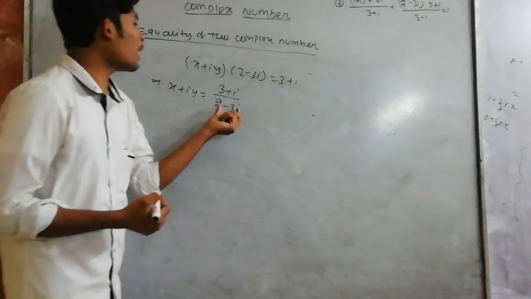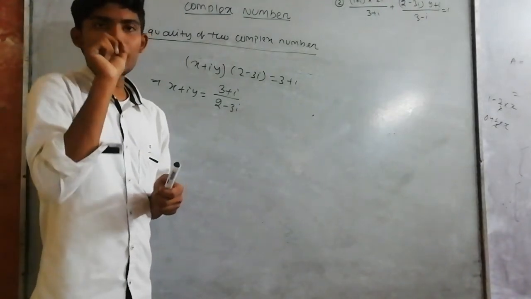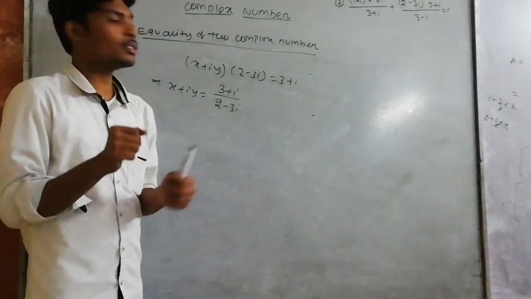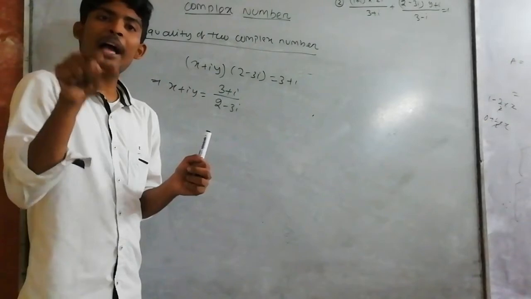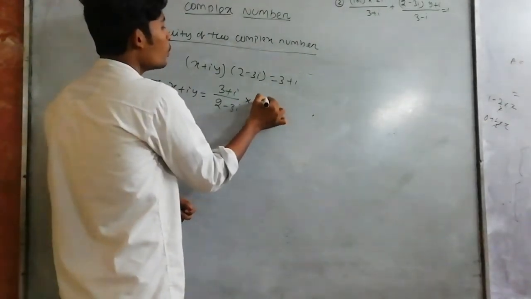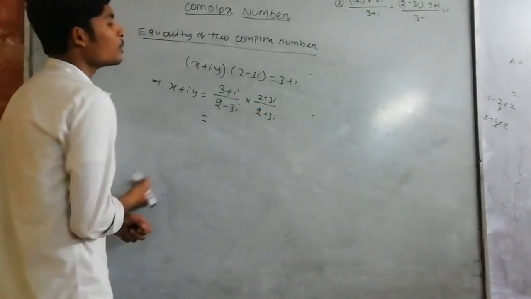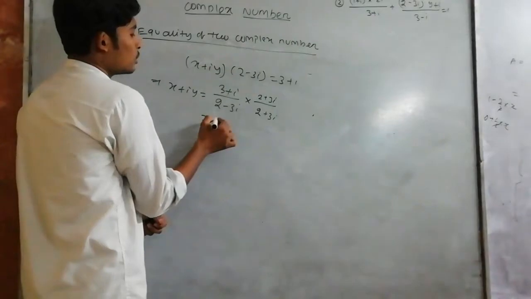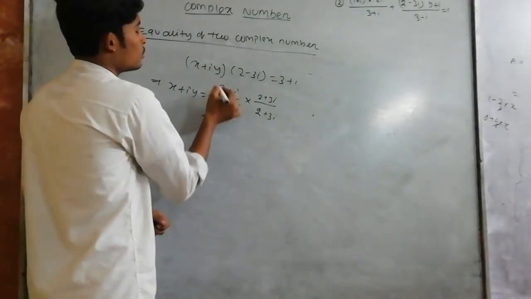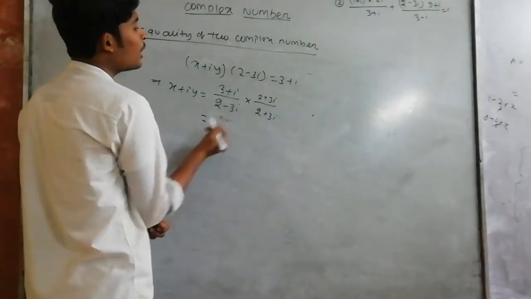You have to simply multiply the conjugate on both sides. Conjugate means you have to replace i with minus i. So you have to replace i with minus i. So 2 plus 3i, multiply on both the sides by 3 plus i.